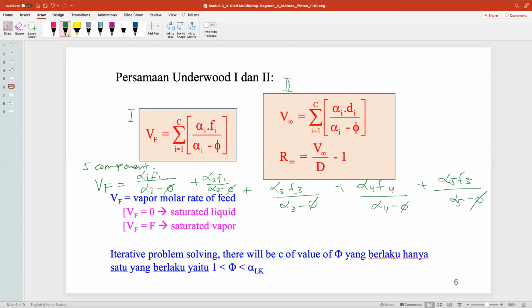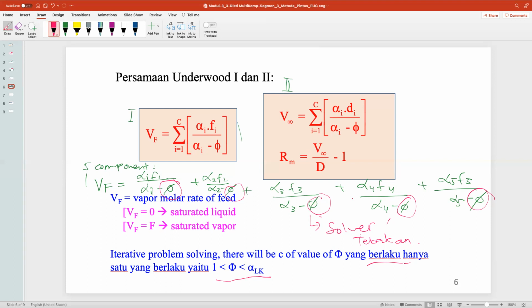So you know the molar fraction of the feed, it should be in the problem, and whether it is saturated vapor or so on. Then what you want to find is this C. In Excel, you can't do that directly because it's not a linear equation, so we're going to use Solver, with GRG nonlinear, and use an assumption, a guess. So it is going to be iterative problem solving. The value of C that is applied is only the one between the heavy key and the light key alpha.